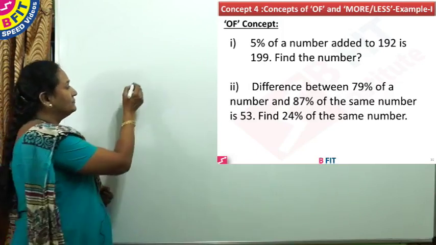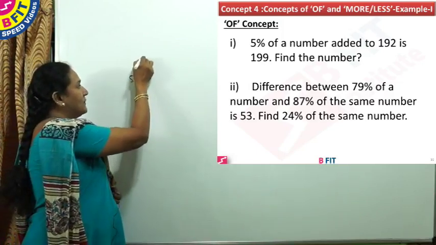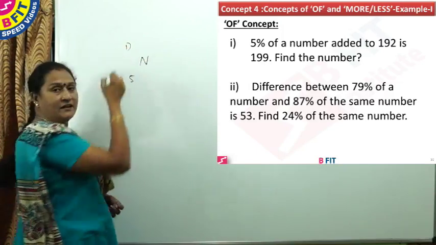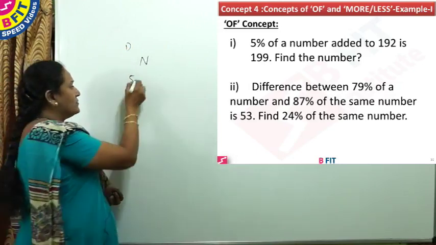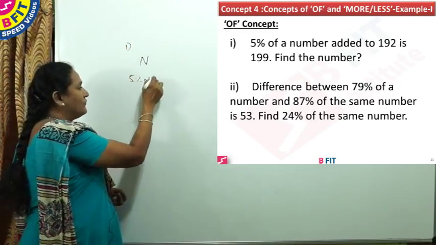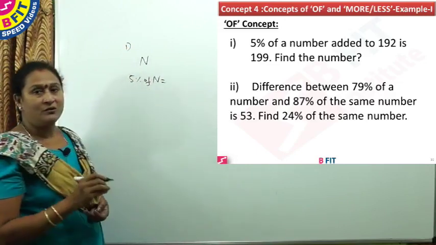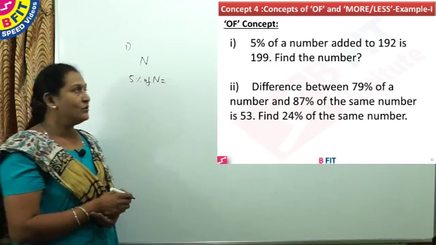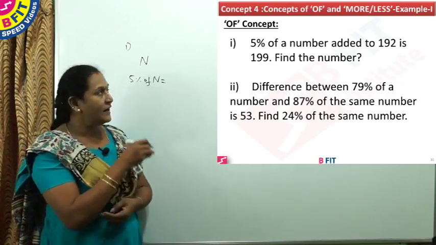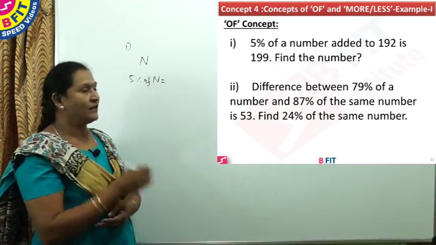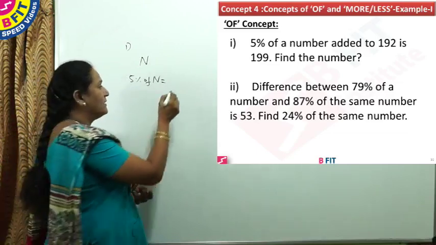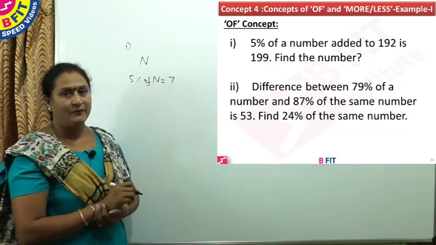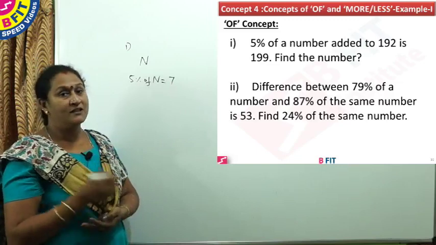So here we'll take the number as n for the first question. 5% of n is equal to the increase. So how much has it increased from 192? From 192, after adding 5%, we have got 199. So subtracting, the increase is 7. And we need the number on the whole, that is 100%.